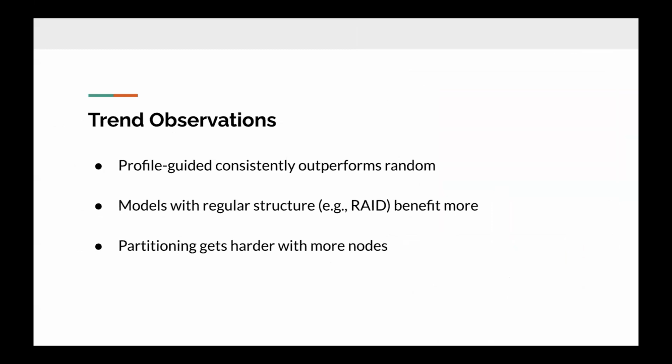And we have observed a few trends. First, for models like RIDE, where communication is structured and relatively predictable, profile guided partitioning performs consistently well. Models with regular structure, like for example RAID, will benefit more. So the key takeaway is that partitioning effectiveness depends not only on size but also on structure. Profile guided partitioning is particularly powerful for models with skewed or localized communication, and it also continues to deliver value even for structured models like RAID storage.